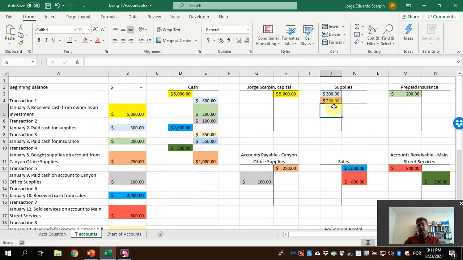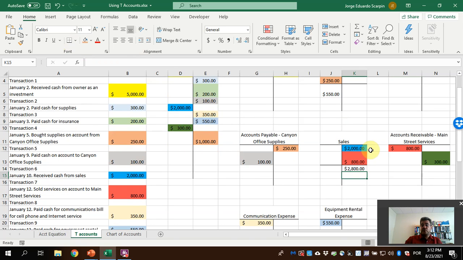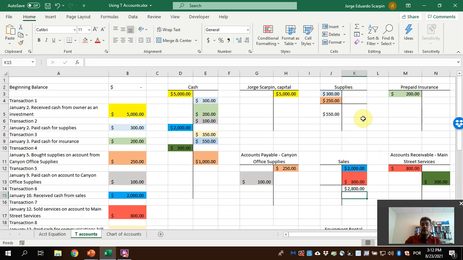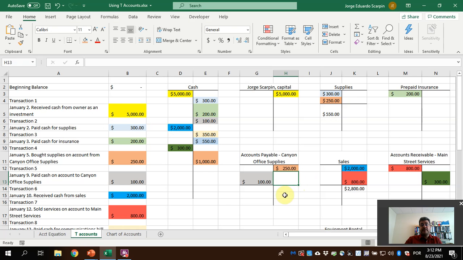So, okay, if we have only debits or only credits, we sum them. So we sum here 550 for supplies. For sales, equal sum. Sales. Okay. But the other ones here, accounts payable. Accounts payable is a liability. A liability, the normal balance is a credit. So it is a credit here. So equal credit less debit, 150.